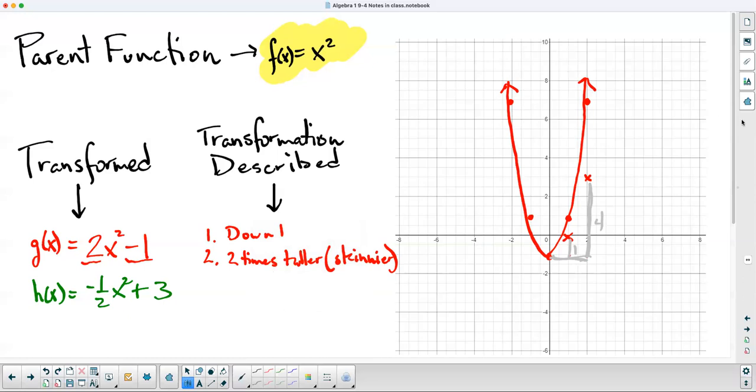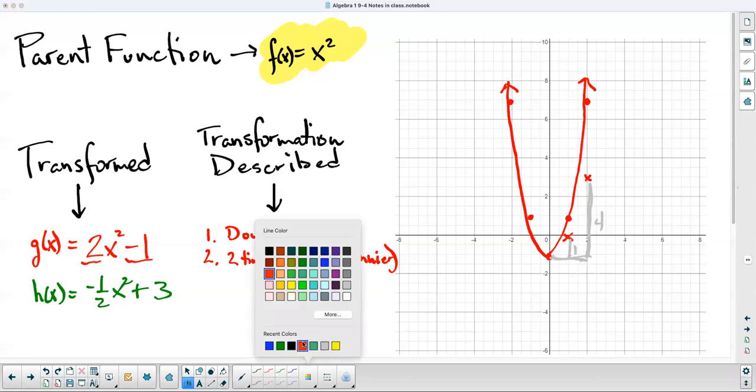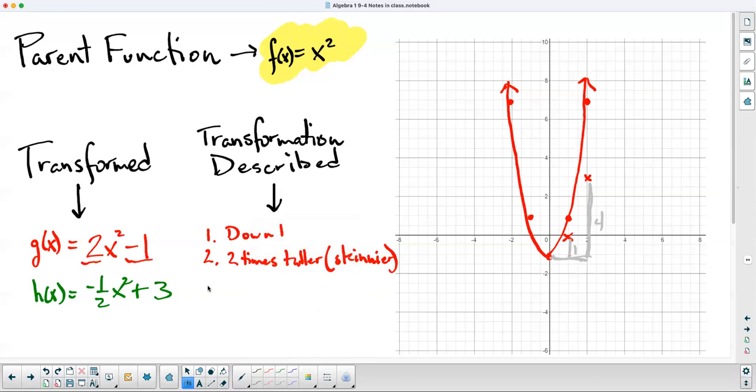Does it feel a lot harder when there's more than one change? Probably. Okay. Would it help if I drew them separately? Maybe we'll try that on the green one. We'll draw it in stages. So the green one has 3 changes. It's up 3. It's half as tall, or wider, however you want to describe it. And then the third change is upside down.